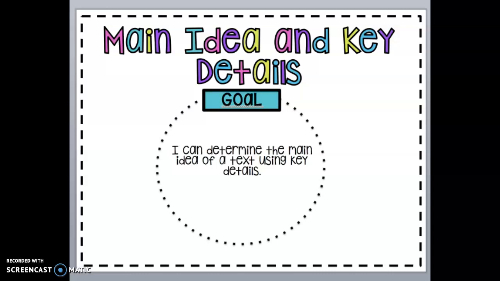We're going to be talking again about main idea and key details. Now, you may remember from some of our previous lessons through distance learning, and even when we were in school, we've talked about main idea and key details, okay? So your goal for today is to determine the main idea of a text using key details, and those key details are going to support the main idea.